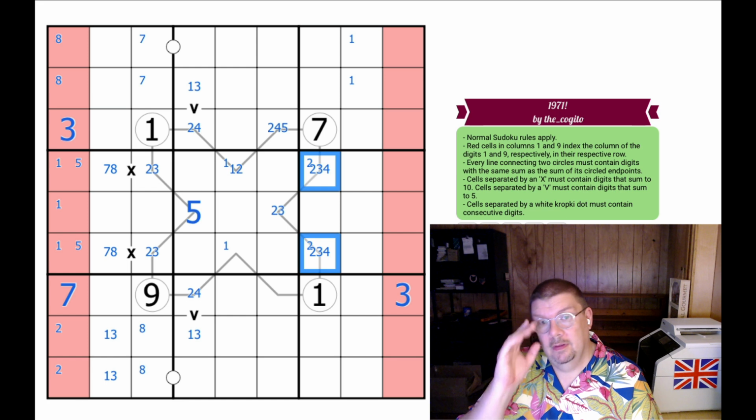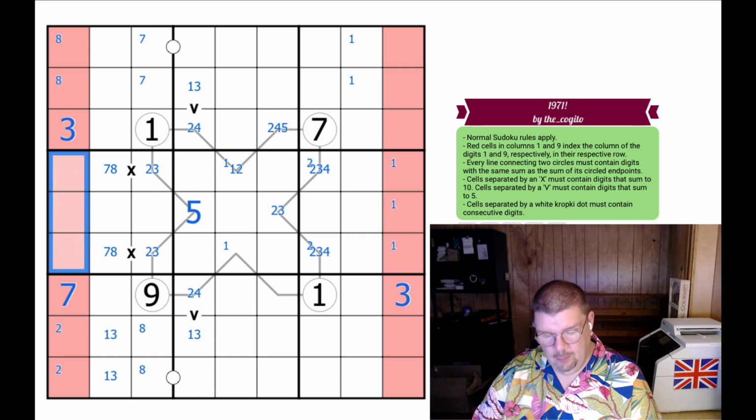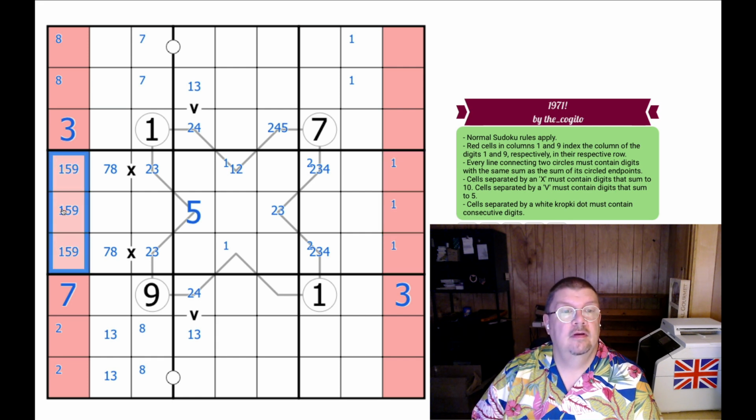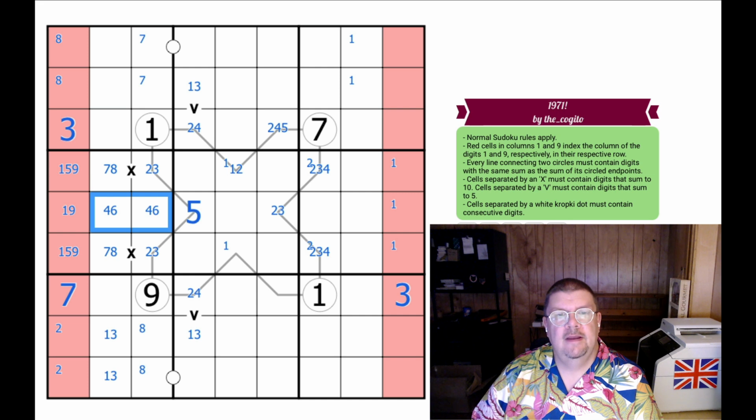Okay. This 2 tells me that 2 is not in one of these. So the low digit that must go there must be a 1. That is going to an index of 9 over here. So that gives me a 159 triple, with that not being a 5. And that then gives me a 4-6 pair there.